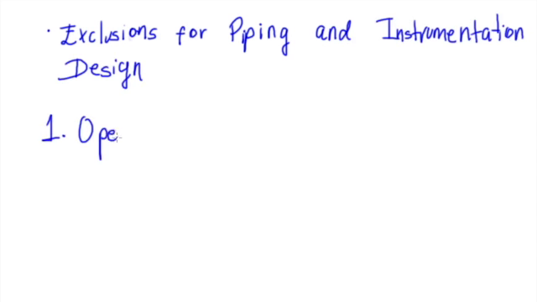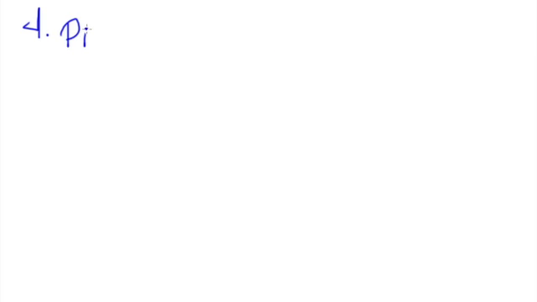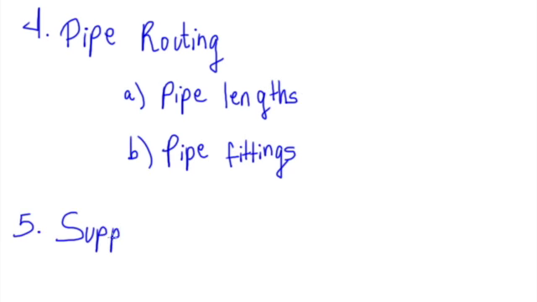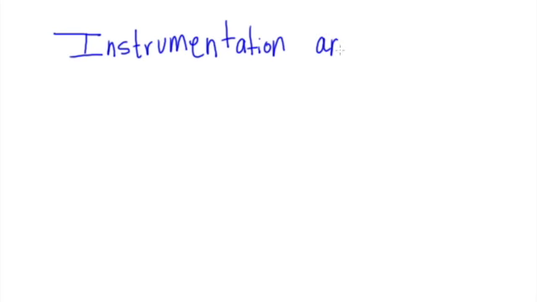First, we have the operation conditions, temperature and pressure. Then the stream flows, the equipment location, the pipe routing, this being pipe lengths and pipe fittings, and finally the support structures and foundations. So the key for understanding PIDs is identifying the components.